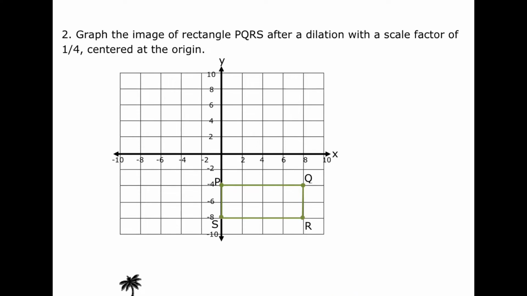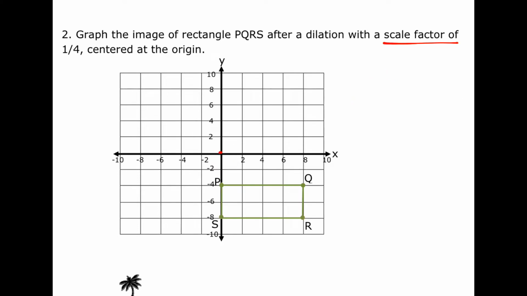All right, we've got example 2 here. Graph the image of rectangle PQRS after dilation with a scale factor of 1/4, centered again at the origin. So remember, with a scale factor of 1/4, our image is not only going to shrink, but its distance from the center of dilation is going to get closer to the center, because the scale factor is 1/4. All right, so let's get started here.